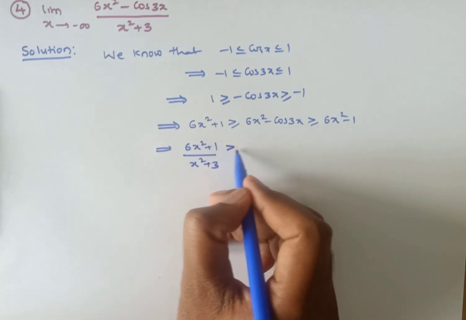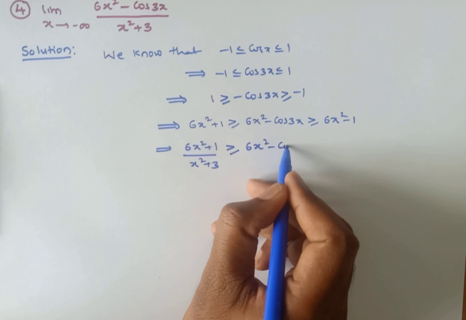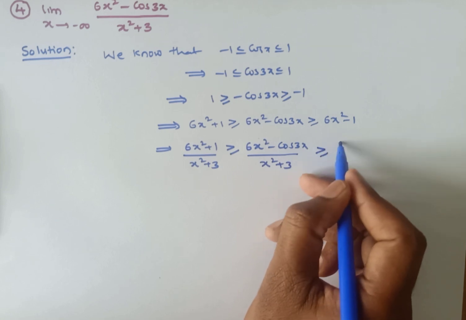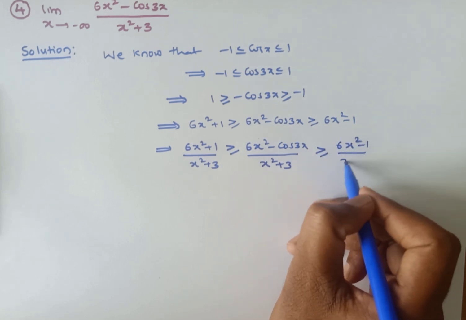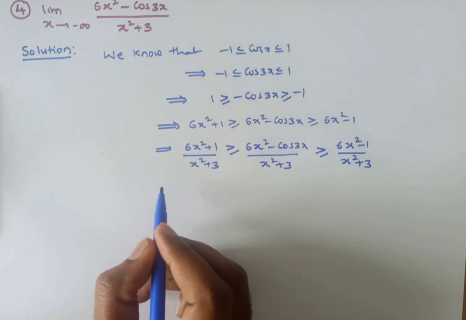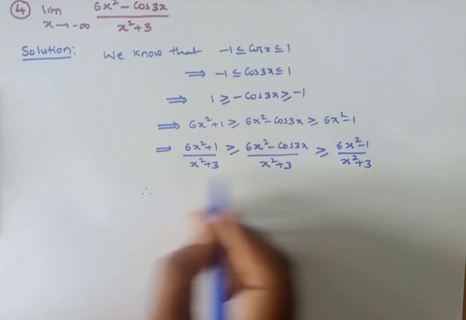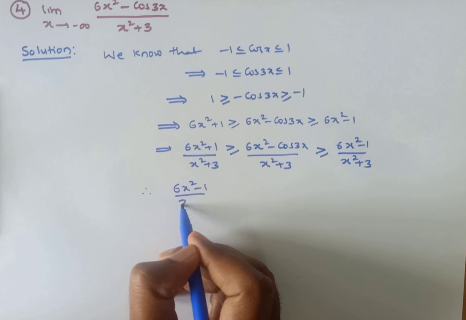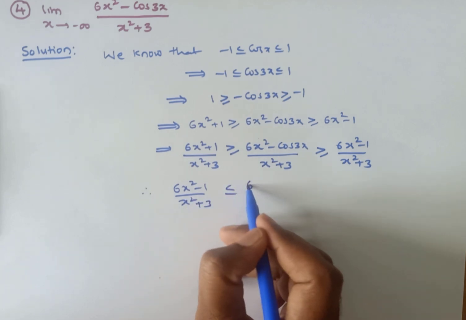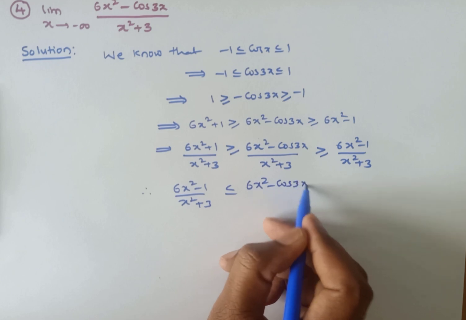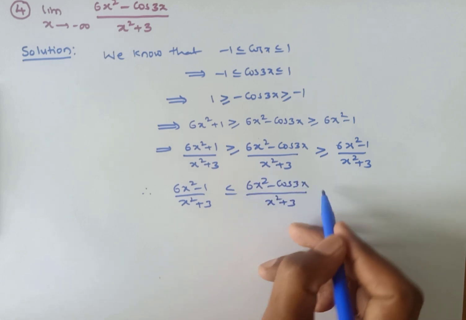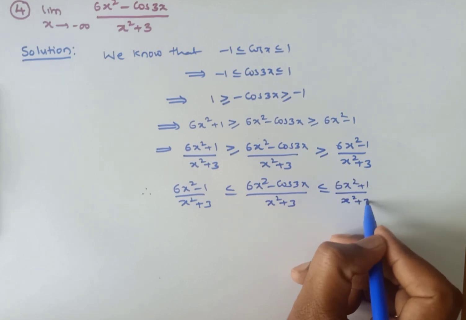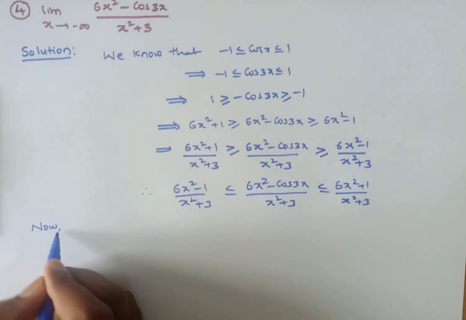Then 6x square plus 1 by x square plus 3 is greater than or equal to 6x square minus cos 3x by x square plus 3, which is greater than or equal to 6x square minus 1 divided by x square plus 3. Therefore we can express this in the reverse order: 6x square minus 1 by x square plus 3 is less than or equal to 6x square minus cos 3x by x square plus 3, which is less than or equal to 6x square plus 1 by x square plus 3. Now find the limits for left and right.